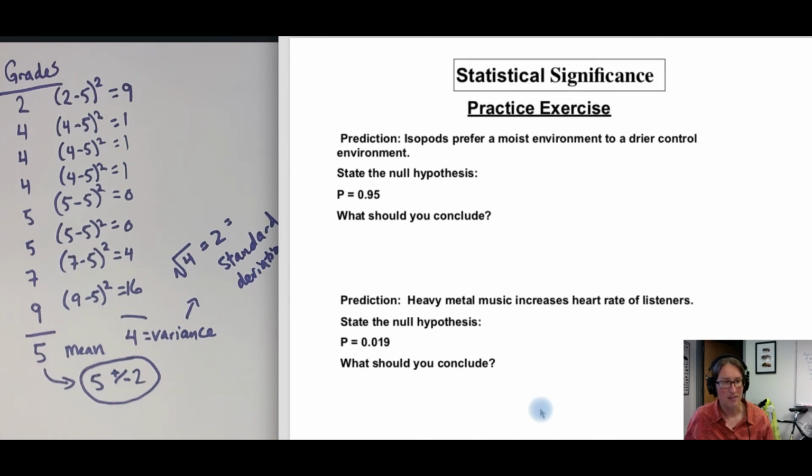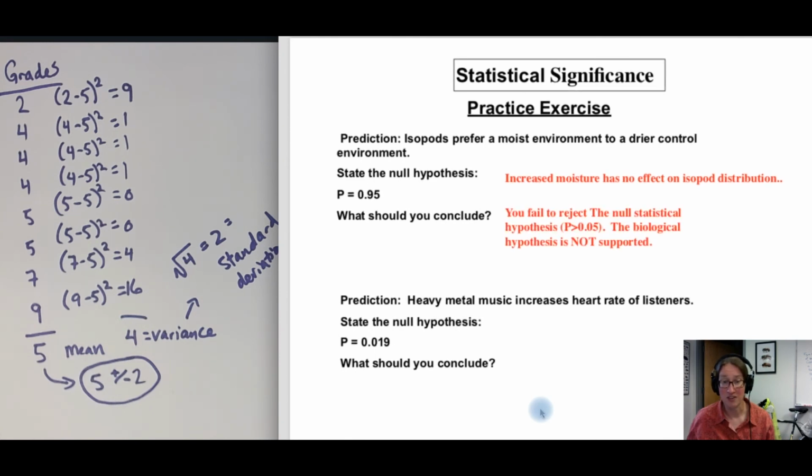So we're going to practice this. Here's a couple examples. Let's say we have the prediction that isopods prefer a moist environment relative to a more dry control environment. So our null statistical hypothesis would be increased moisture has no effect on isopod distribution. If you get a p of 0.95, what would you conclude? Think about it for a second. In this case, you would fail to reject the null statistical hypothesis because your p is bigger than 0.05, and that means that your biological hypothesis is not supported, right? So it seems that moisture doesn't impact where you find isopods.